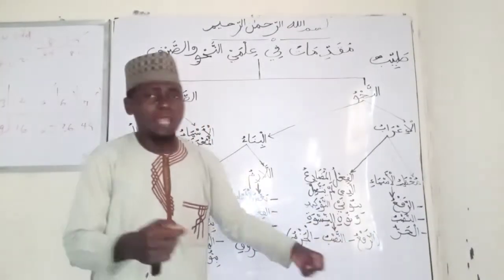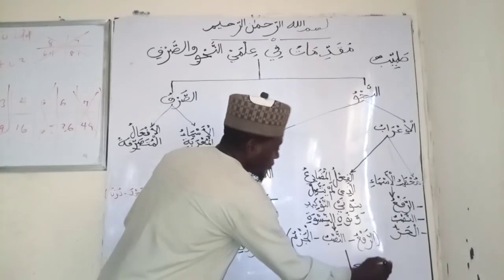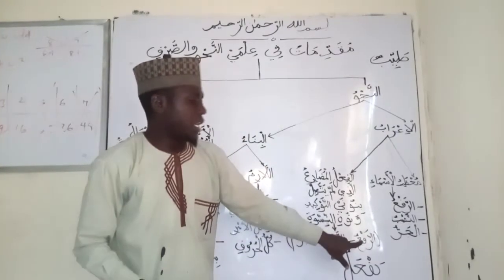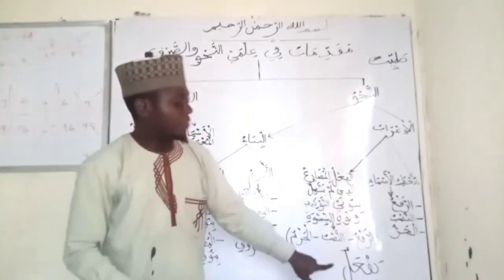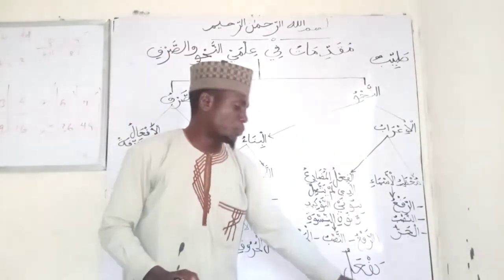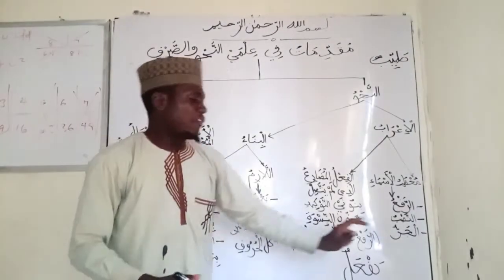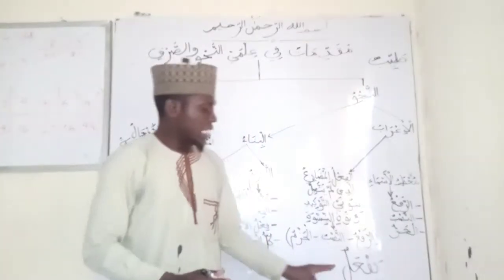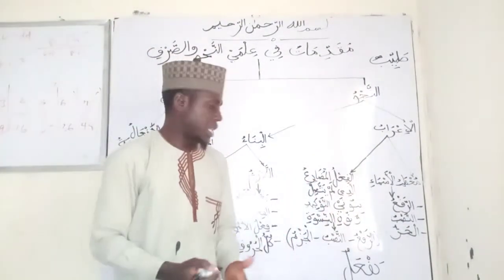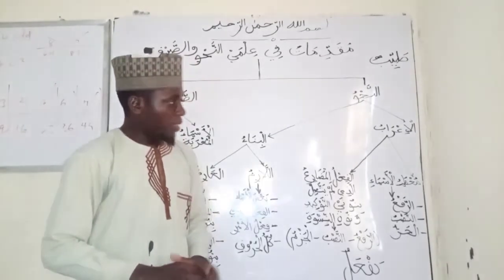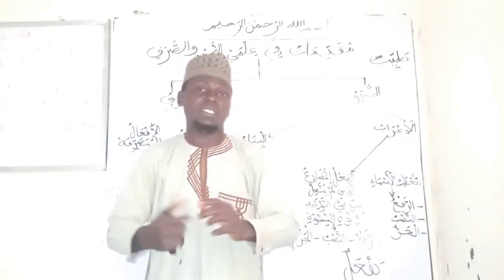Now, when al-mudari, for instance, is yaf'alu, at this stage, in rafu, it will have dhamma, as we can see here. But if it is nasbu, it will have fatha, because a factor will come before it and change the lam to fatha. So for al-jazmu, a factor will also come before this verb that will change the lam to sukun. So these are the states that this present or future tense could receive, and that is al-i'rab, the ability of a word to be subjected to change.